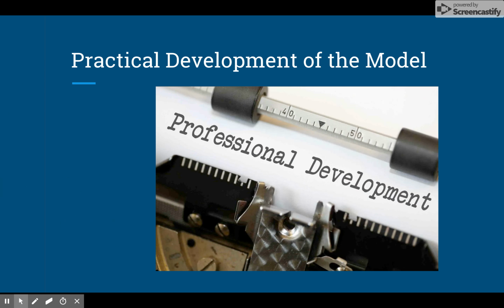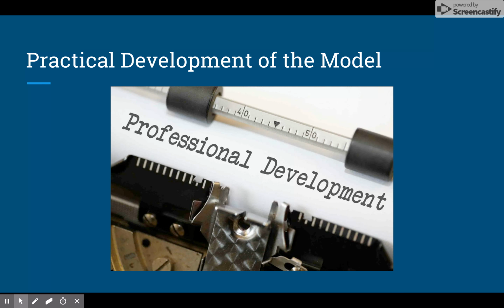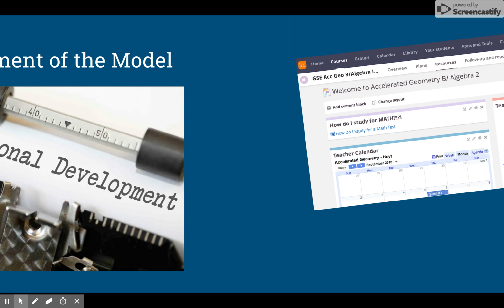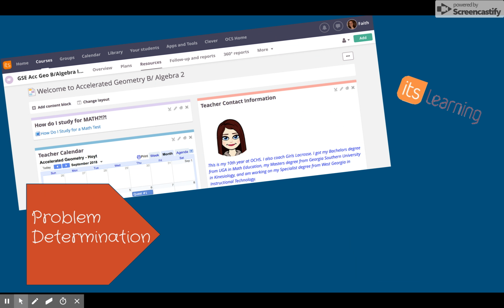At the school I work at, this is our first year using It's Learning in the classroom. I feel this would be a great opportunity to use the Knirk and Gustafson model to design instruction for some professional development to help our teachers become more efficient with their use of the platform. The first stage, problem determination, could be used by conducting a needs assessment on how, when, and what pieces teachers are using of the platform.